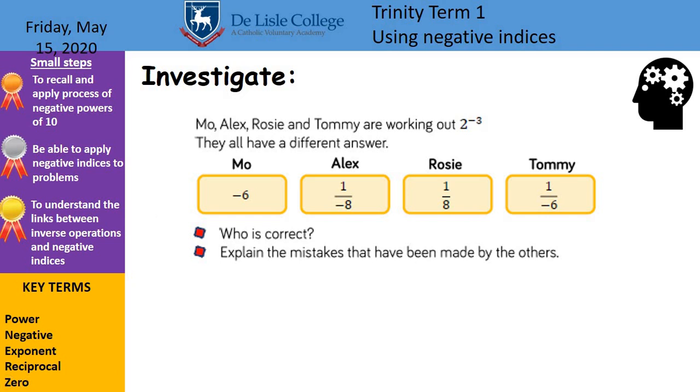Right, good. I'm hoping we all got the first part of who is correct. So it's Rosie, it's 1/8, because we know that 2 to the negative 3 we can write as 1 over 2 to the power of 3. 2 times 2 times 2 is 8, so it's 1/8. But the difficult bit is where have these gone wrong?